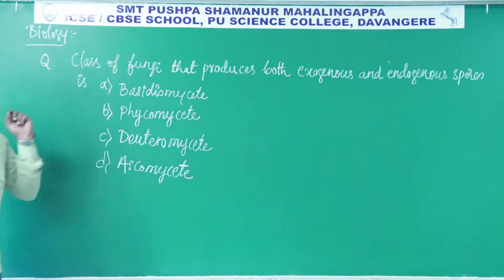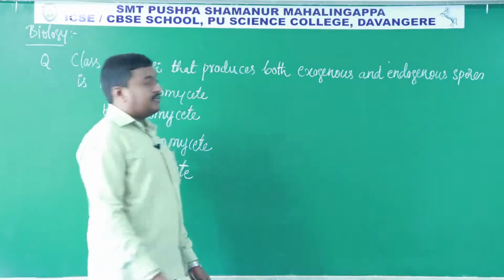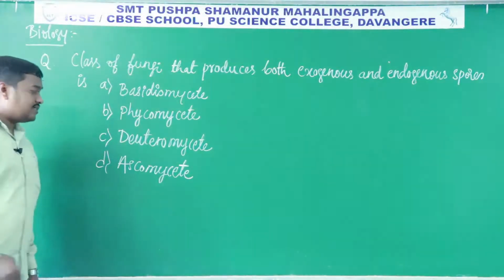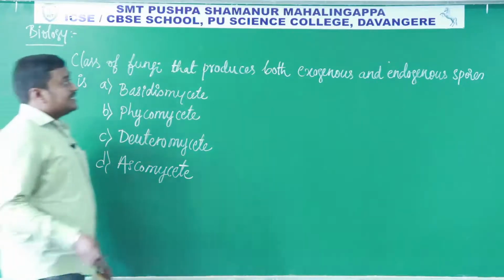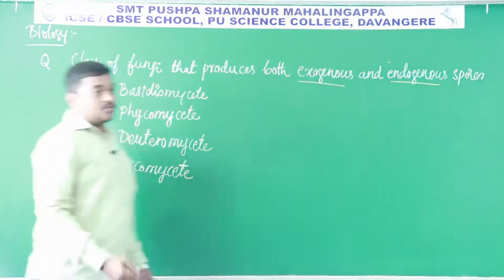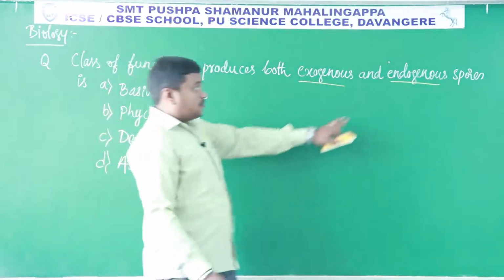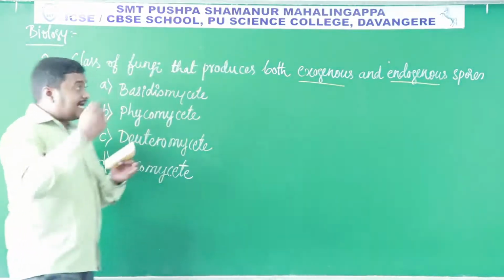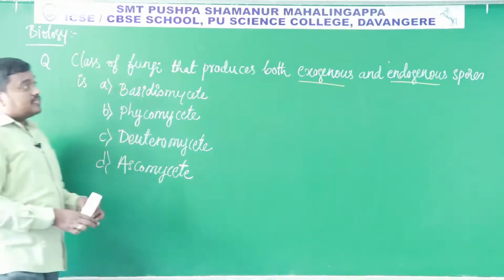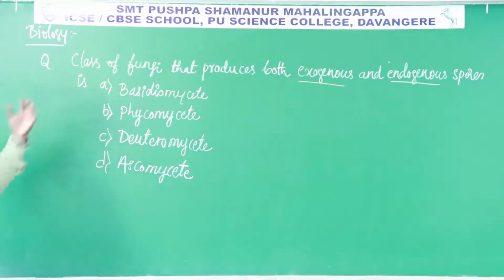So let us solve one question for need. The class of fungi that produces both exogenous and endogenous spores is either basidiomycete, phycomycete, deuteromycete, or ascomycete. The question is regarding the fungi which produces both exogenous and endogenous spores. So exogenous spores are the spores which are produced externally, whereas endogenous spores are produced internally within a sac-like structure. So among these four classes of fungi, which fungi produces both exogenous and endogenous spores? Tell me which fungi produces two types of spores.